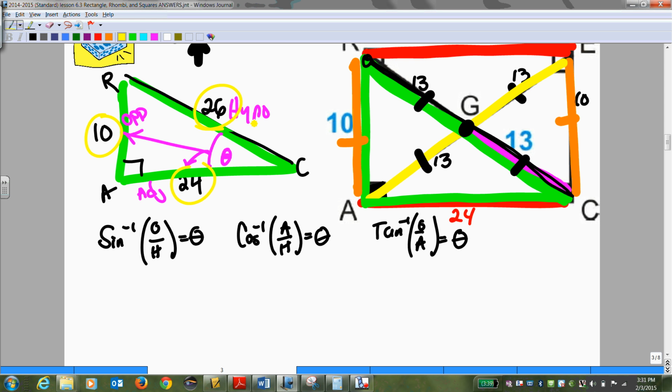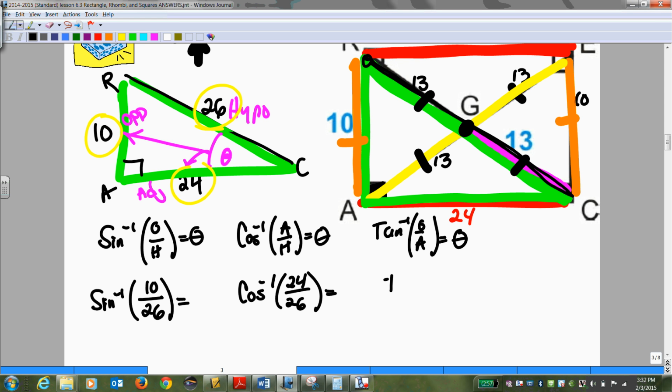So get them to commit to one style, either inverse sine, inverse cosine, or inverse tangent. You can modify your instructions. Really doesn't matter because it looks like this. Inverse sine, our opposite would be 10 and our hypo is 26. Inverse cosine, our adjacent is 24, our hypo is 26. Inverse tangent, our opposite is 10 and our adjacent is 24. You want to write all three of those down. When you are tutoring, you only need to commit to one though.